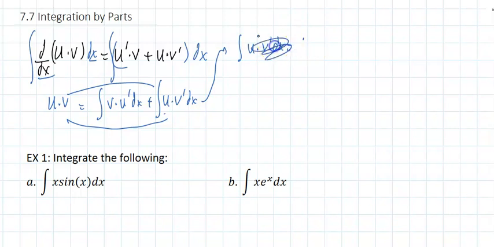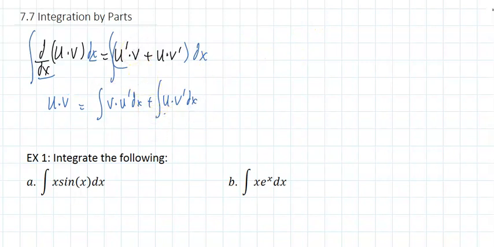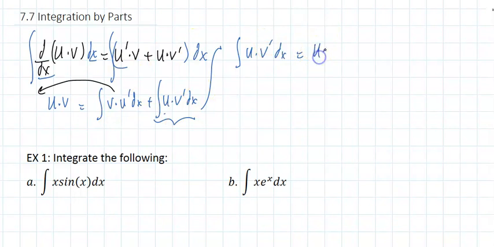Change of plans. Just move this to the left side. So I'll get on one side the integral of u dot v prime dx to equal u times v minus the integral of v times u prime dx.